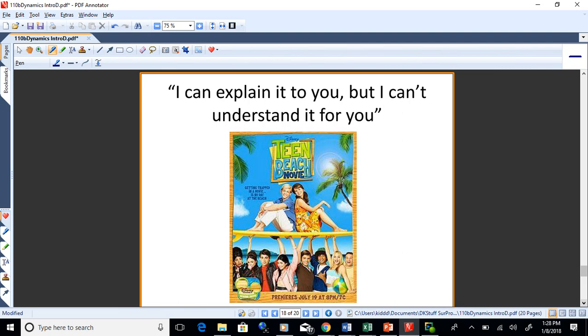And this is Teen Beach Movie, the two leads. The smart one, Mac, says to the more, shall we say, intuitive one, Brady, "I can explain it to you, but I can't understand it for you." So my job is to explain. That's what I do. But you got to understand. Just listening to me explain doesn't mean you understand yet. You got to do the work on your own. You got to understand it yourself, okay? I'll show you how to do stuff, but you got to learn how to do it. Those are different things.